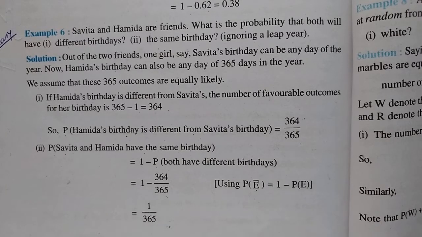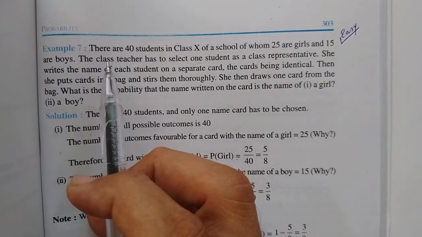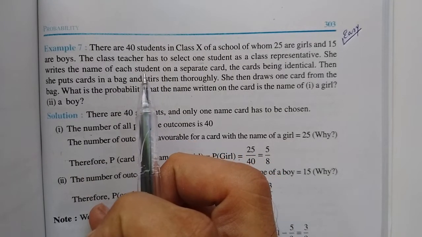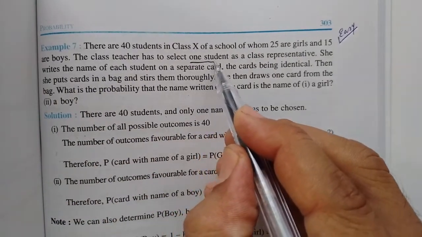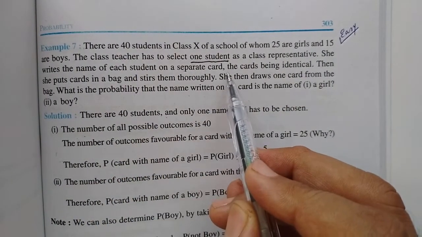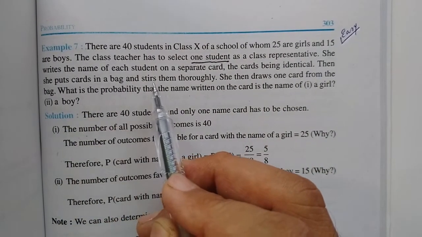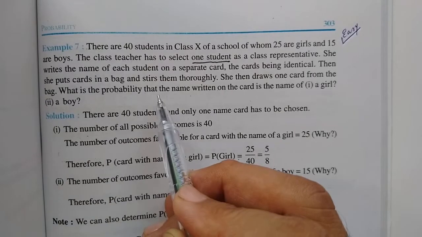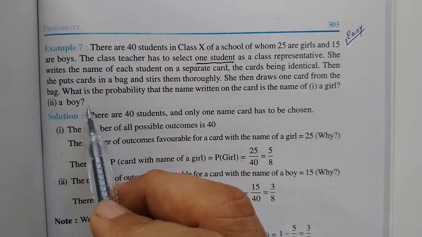Okay, let us take the next sum. Let us start example 7. There are 40 students in class 10 of a school, of whom 25 are girls and 15 are boys. The class teacher has to select one student as a class representative. She writes the name of each student on a separate card, the cards being identical. Then she puts the cards in a bag and stirs them thoroughly. She then draws one card from the bag. What is the probability that the name written on the card is the name of a girl or a boy?